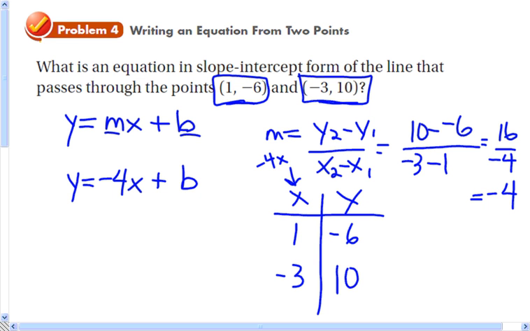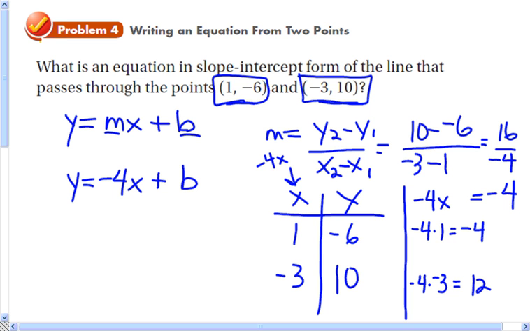So if I take -4 times x, my x value, that means here I'm taking -4 times 1. Well, that's equal to -4. And if I take -4 times -3, that's equal to 12. Well, the y-intercept is the value we're going to add to our rule that makes the y value equal to that. So here I am at 12, but I need to get to 10, so I'm thinking, what should I add?